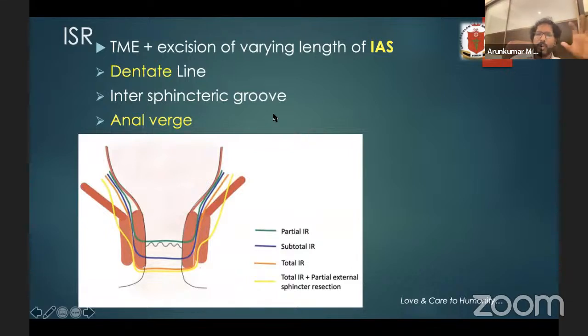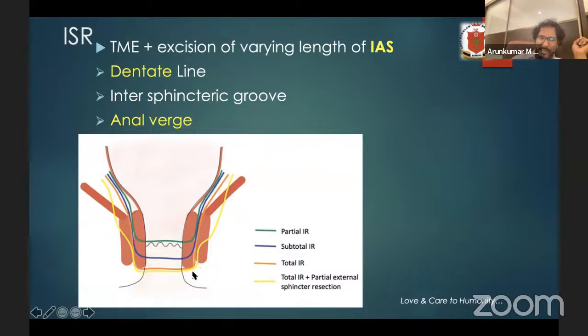Something extra and more detailed about intersphincteric resection. Just one picture is required to understand this. This is the smooth muscle of the rectum, and this is the internal anal sphincter. This is the external sphincter, which is continued with the levator ani muscle. We need to see only 3 things here. This is the green line, that means the anastomotic line is going to fall at the dentate line. That means it's a partial intersphincteric resection.